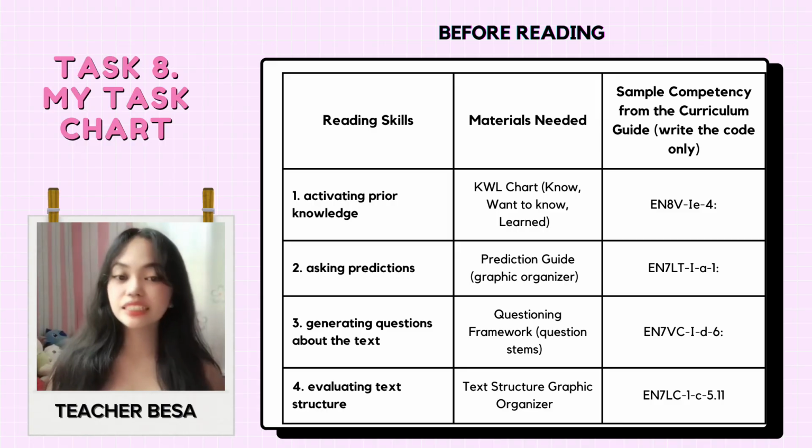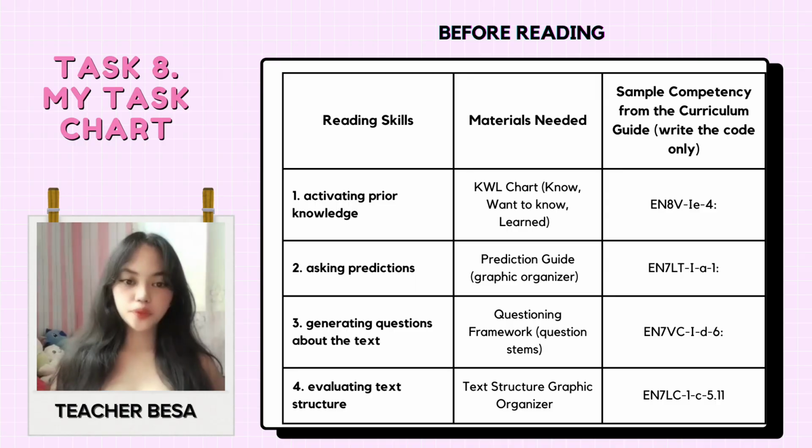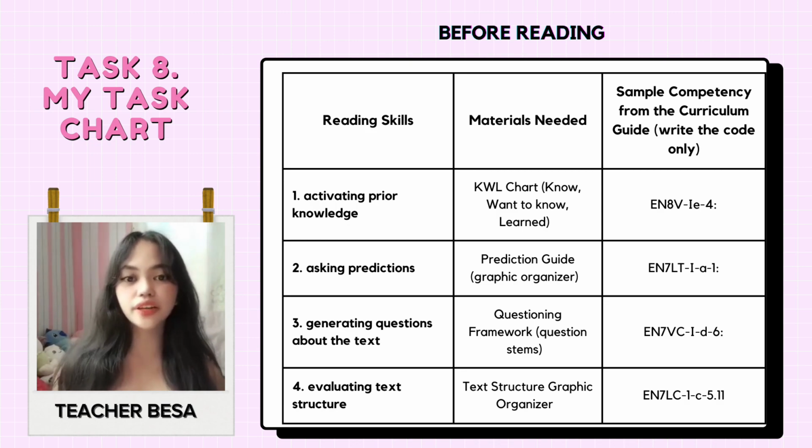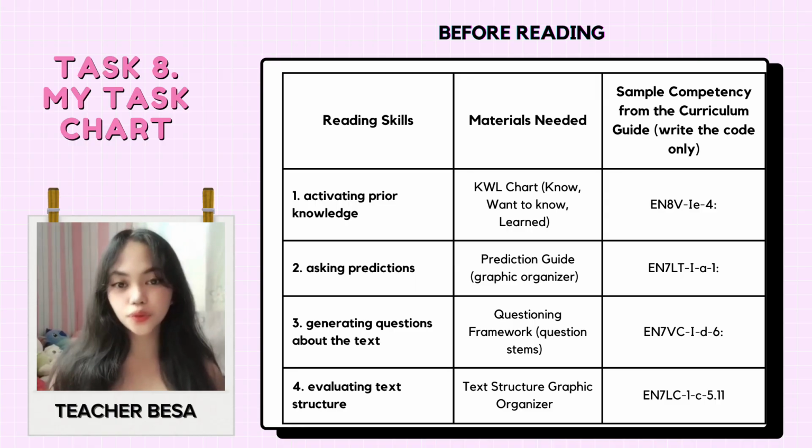The material needed is a KWL chart: Know, Want to know, Learned. The sample competency from the curriculum guide is EN8V-IE-4. Activating prior knowledge is essential as it helps students connect new information to what they already know. Using a KWL chart allows students to reflect on their existing knowledge and set learning goals, making them more engaged and prepared for the reading material. This curriculum code emphasizes the importance of understanding context before diving into new content.